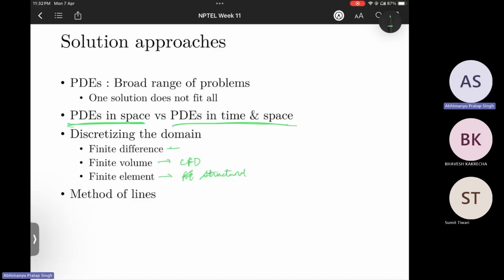We will look at solving some of these PDEs using finite difference approaches in this lecture. And then we have the method of lines. Basically, we are discretizing the entire domain into smaller lines, and then we solve each of these small lines as an ODE. We combine all these solutions at these nodes to get the final solution of our PDE. Okay.